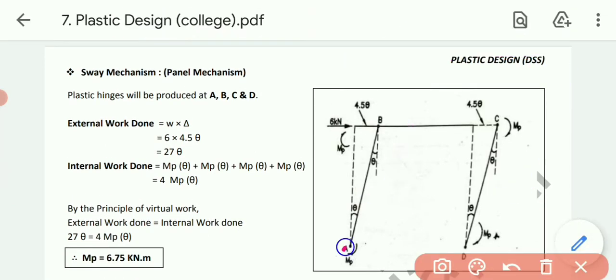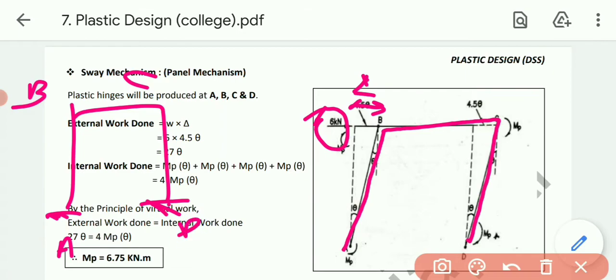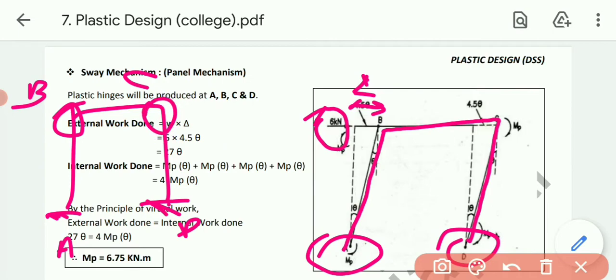Okay, let's see. Like this. Okay, this one is our load, this one will be our deflection. So talking about the moment, first of all, as both are fixed supports A, B, C, D, moment will be produced at each support, at A as well as at D. Now at B and C intermediate supports, obviously moment will be produced at that point only. So ultimately plastic hinges will be produced at each and every point A, B, C and D.